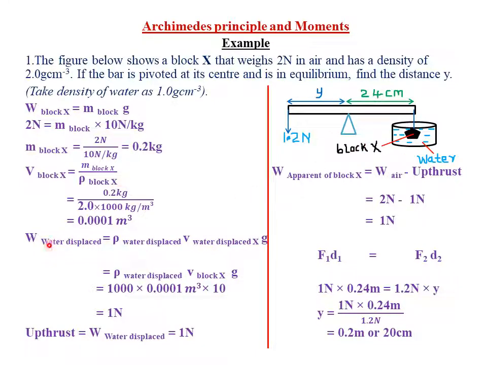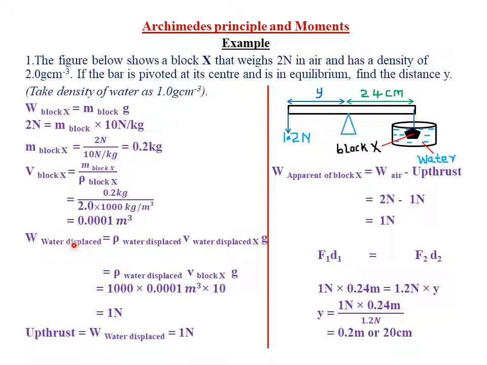Therefore, we shall say that the weight of the water displaced will be equal to the density of water displaced times volume times gravity. But we know that the volume of water displaced will be equal to the volume of the block X, because remember the block X was totally immersed in water. So it simply means that the volume of water that it displaced will be equal to the volume of that particular block X.